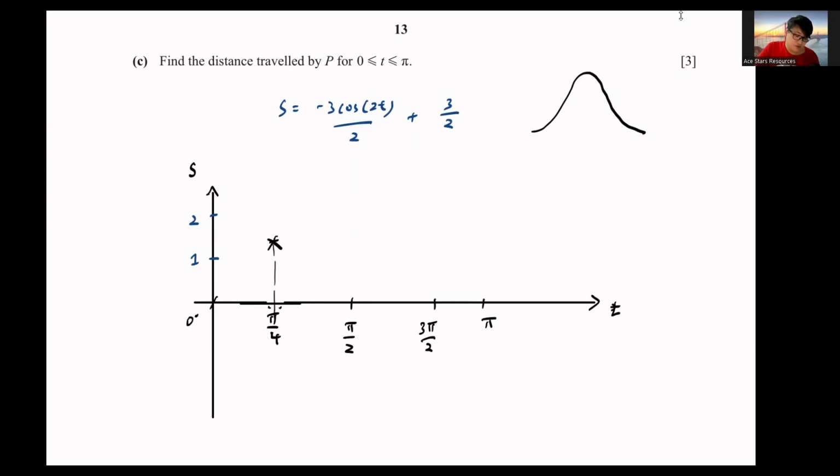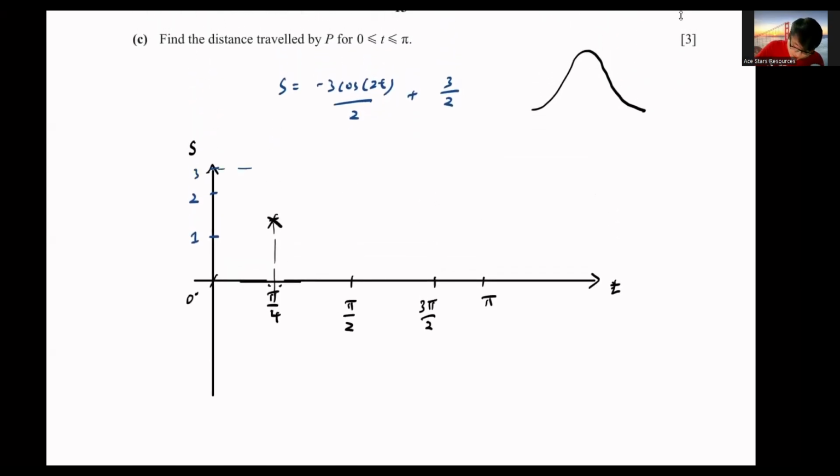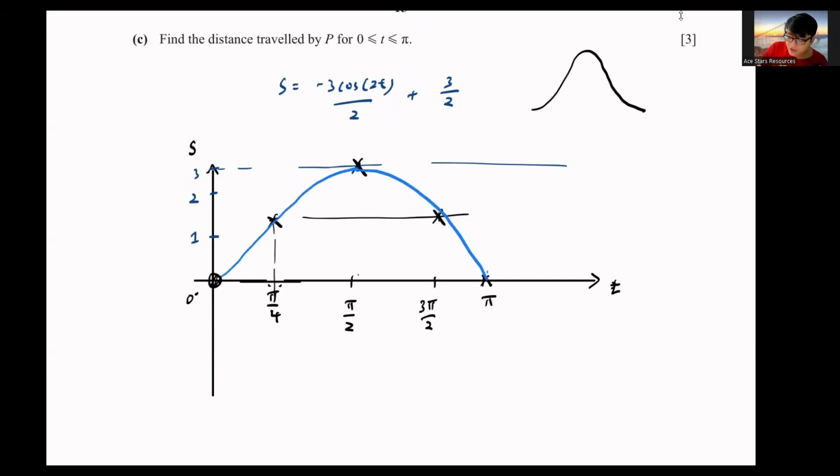3 over 2. So the highest point that they can go up to is 3. So I'm just going to mark up 3. It doesn't have to be very exact. So 3, and then it's going to be going down here. So the movement of the particle, as you can see, is going to go up to 3, and then come down back to the equilibrium line, right?